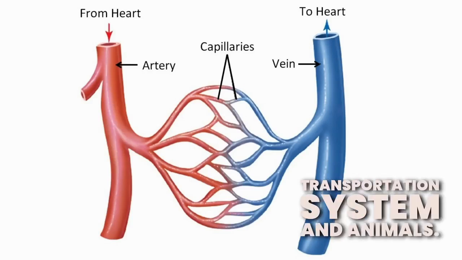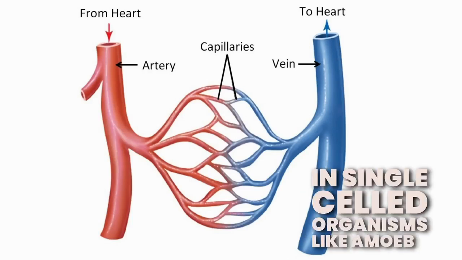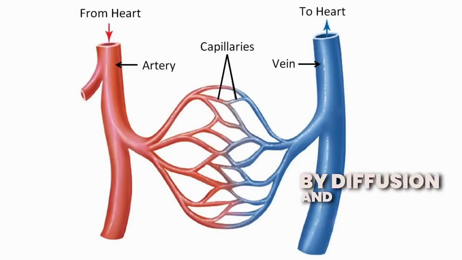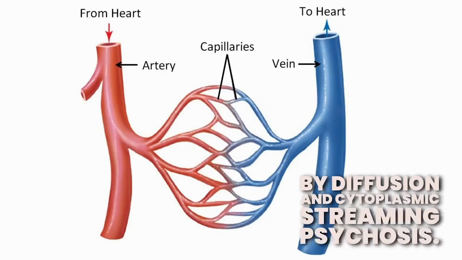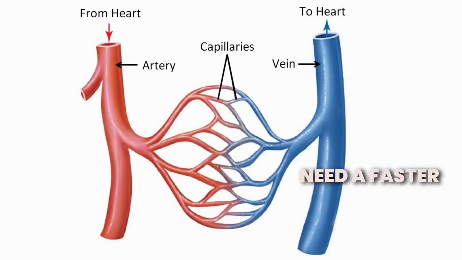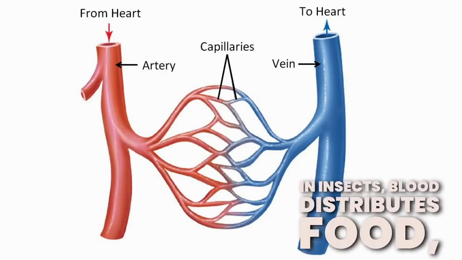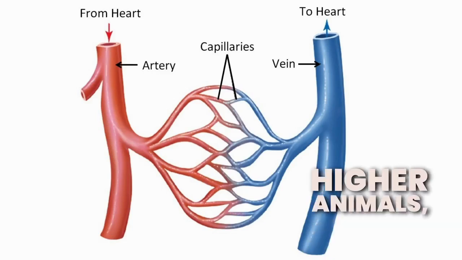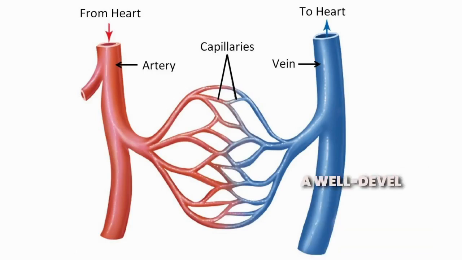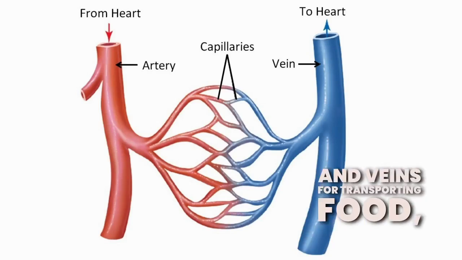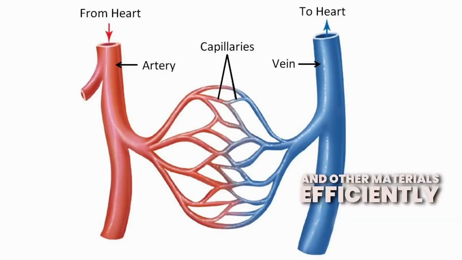Transportation system in animals. In single-celled organisms like amoeba and simple forms like hydra or sponges, transport occurs by diffusion and cytoplasmic streaming, cyclosis. Since diffusion is slow, multicellular organisms need a faster system using vessels and pumps. In insects, blood distributes food but gases are exchanged through spiracles and tracheae. Higher animals, including humans, use a well-developed circulatory system with heart, arteries, and veins for transporting food, gases, and other materials efficiently throughout the body.